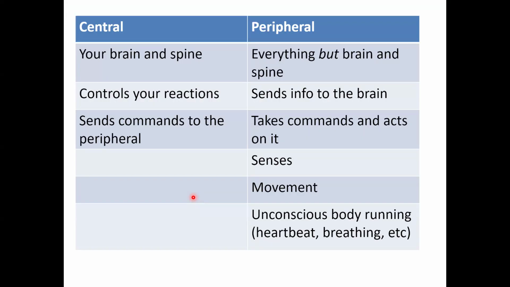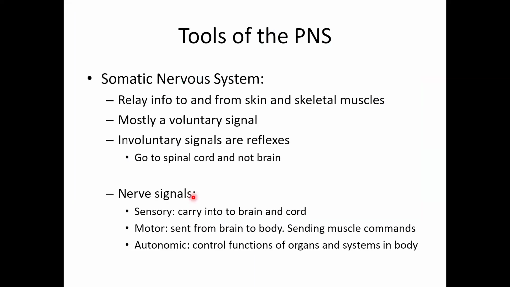Your central is your brain and your spine. It controls your voluntary decisions, and it sends commands to your peripheral nervous system. Whereas your peripheral nervous system is everything but your brain and spine. It sends the info to the brain, takes the commands and acts on it. It's your senses, it's your movement, and it controls your unconscious body activity. Keeps you running. So these have different tools, right?